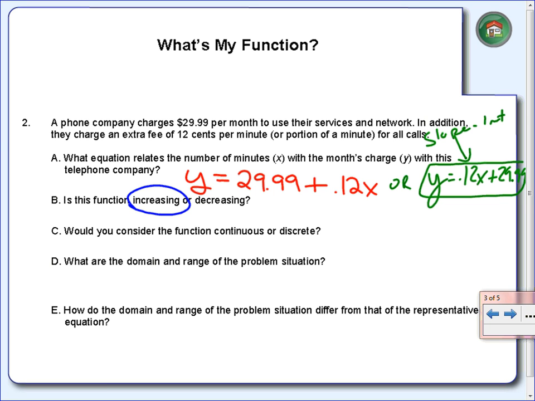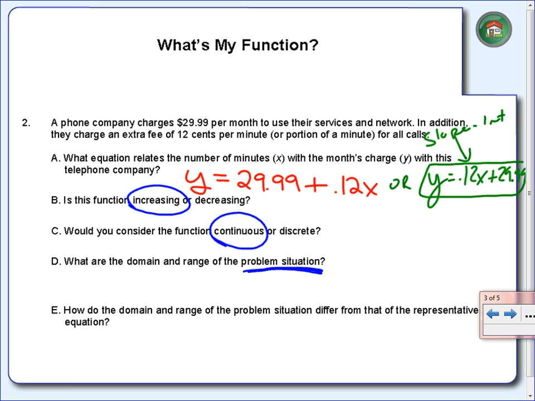What's getting bigger? The numbers. Every time you're on the phone, what's happening to the monthly charge? It increases. The more you talk on the phone, the more they're going to charge. C. Would you consider this function to be continuous or discrete? What do you think? Very good. Continuous. That is continuous.